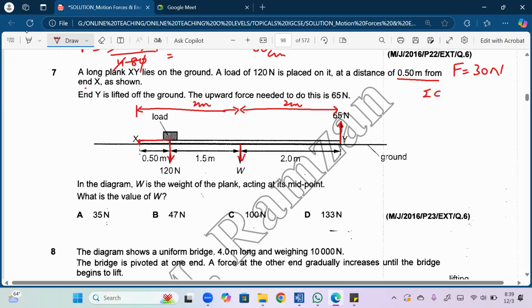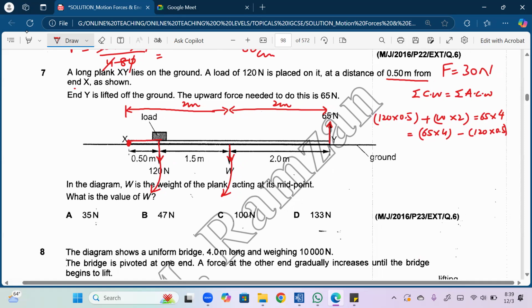I'll say the sum of clockwise moments is equal to the sum of anti-clockwise moments. These are clockwise moments because the pivot is somewhere here. So clockwise moments are 120 into 0.5 plus W into 2, equal to 65 into 4, because we have to take it till the pivot. So W is 65 times 4 minus 120 times 0.5, divided by 2. It is going to produce 100 newtons. So this is the right answer. It is 100 newtons.